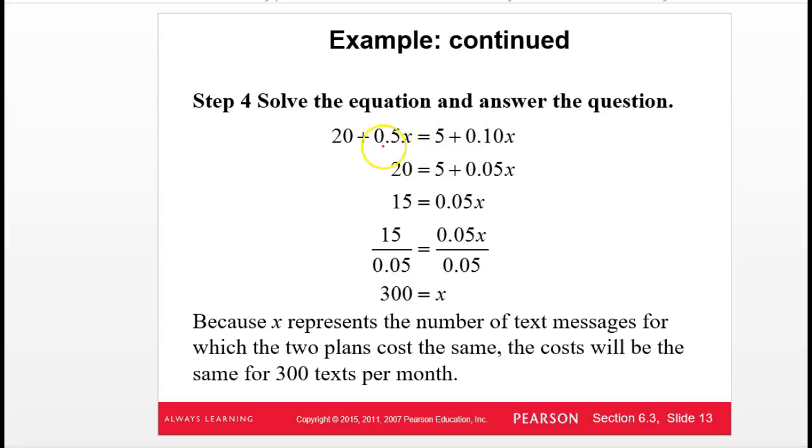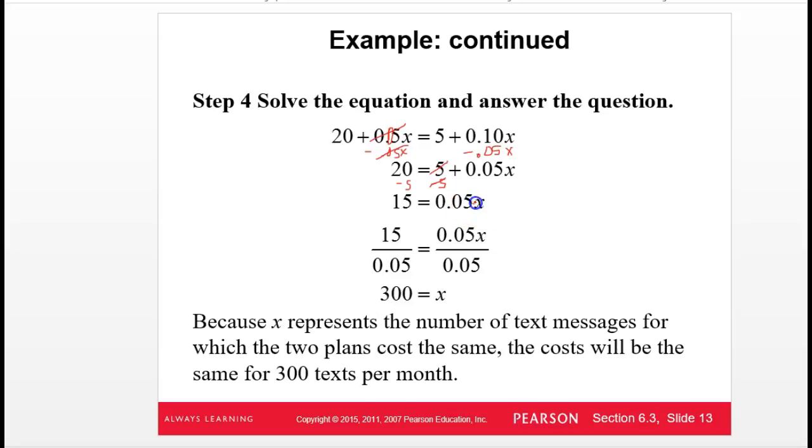So the very first thing that we did here is we subtracted, and this should be 0.05. I apologize. So the first thing I did here is subtract 0.05x from both sides. Okay, and that got rid of it on the left. But on the right, 0.1x minus 0.05x is another 0.05x. Okay, so now I've got the variables together on the right side. I want to get the constants together on the left side. So I'm going to subtract that 5 away. Alright, 20 minus 5 is 15. So I've got this equation. 15 equals 0.05x.